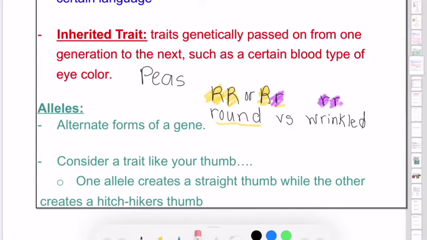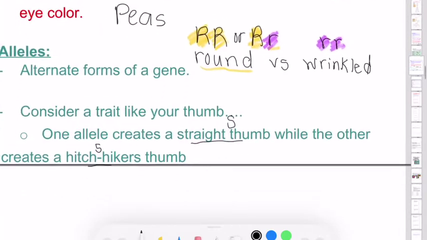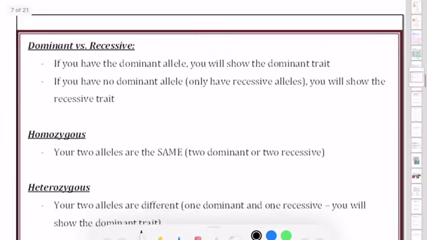So it gives you an example. Consider a trait like your thumb. One allele creates a straight thumb, while the other creates a hitchhiker thumb. That's the one we saw in the last lesson, looking at your thumb or your tongue. Remember that little activity? So if we had a straight thumb as big S and a hitchhiker thumb as little s, then we would think that straight thumb is dominant over hitchhiker thumb. And basically you have a trait from your mom and a trait from your dad, and those two together form what you would look like, having a straight thumb or a hitchhiker.